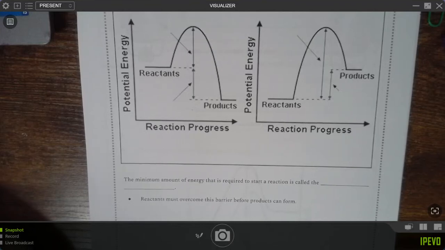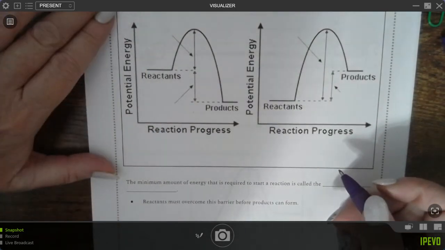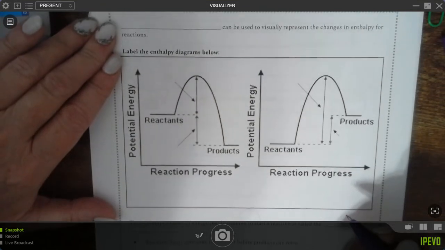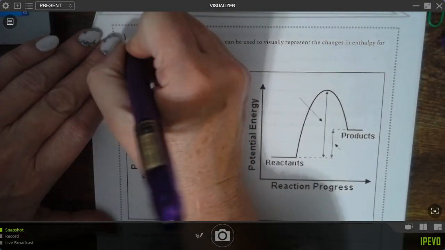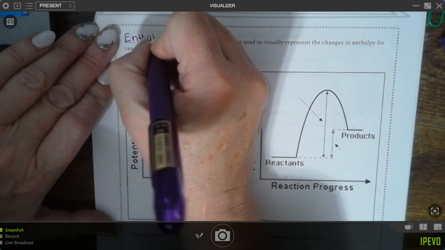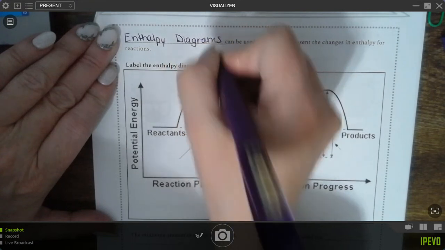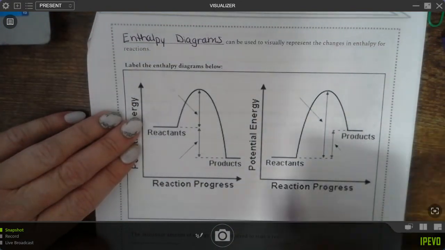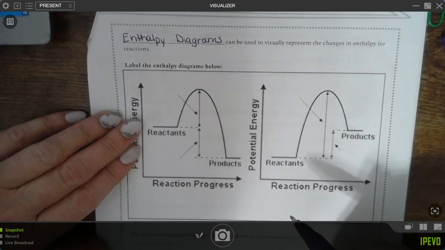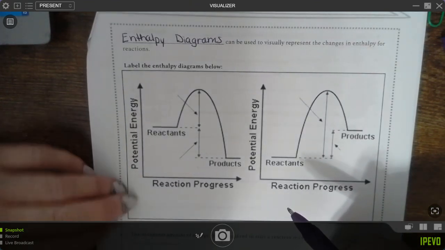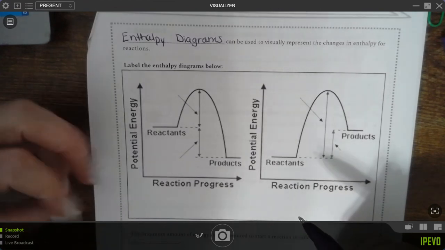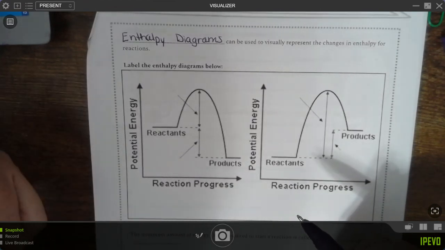Okay, so let's talk a little bit more about this whole idea of endothermic, exothermic. So I guess the first thing we're going to do is I'm going to show you a picture of these things called enthalpy diagrams. An enthalpy diagram is just a picture that helps us identify what's going on in a chemical reaction. It shows us the change in enthalpy or the change in heat.